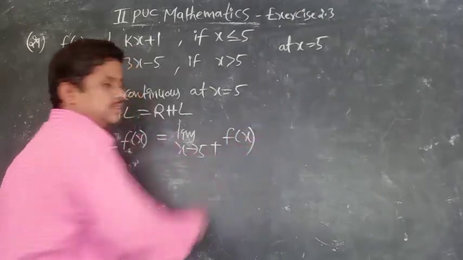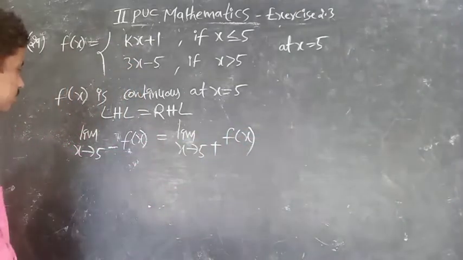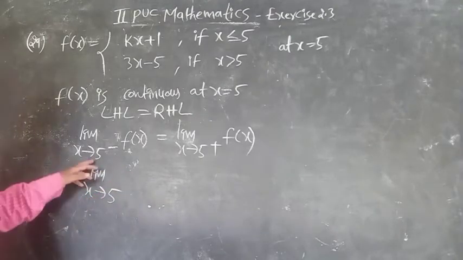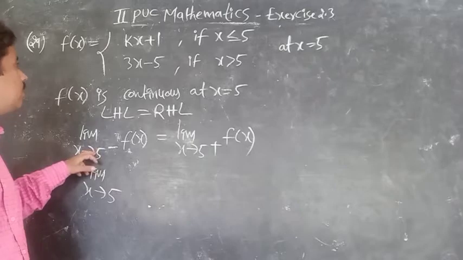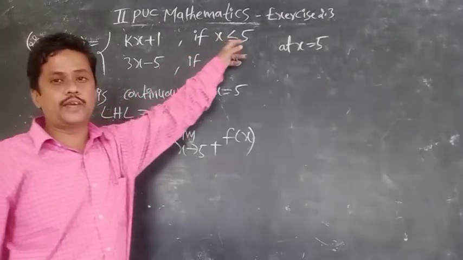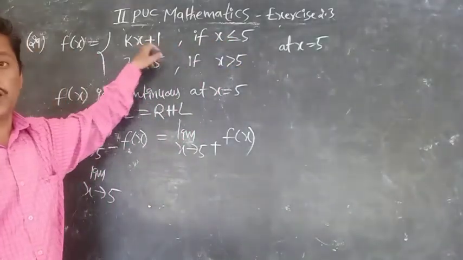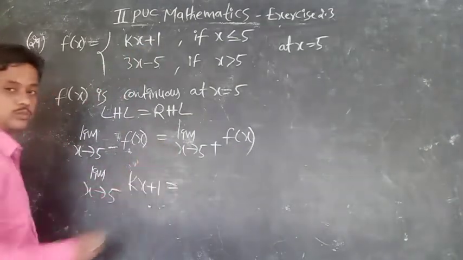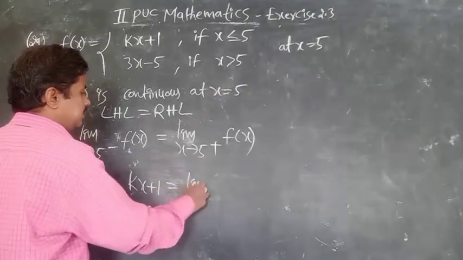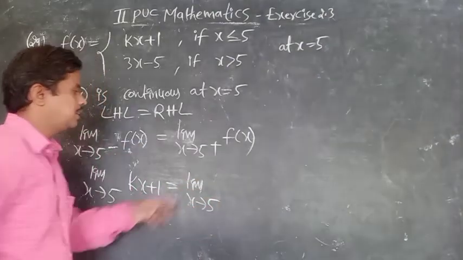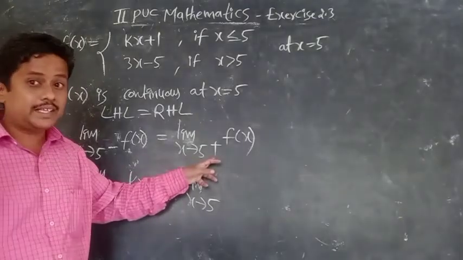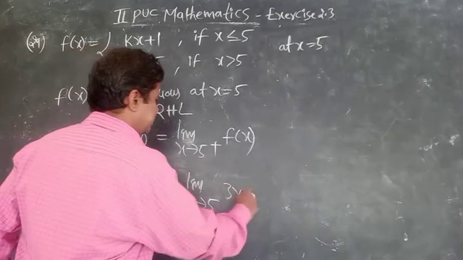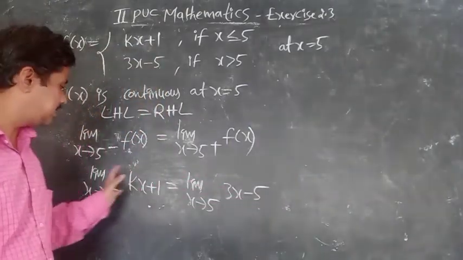Substitute the f of x values. Limit x tends to 5 minus. What is the meaning of 5 minus? It is less than 5, x less than 5. So kx plus 1, you have to use this function first. Kx plus 1 is equal to. Next, limit x tends to 5 plus. What is the meaning of 5 plus? Greater than 5, x greater than 5, so 3x minus 5.